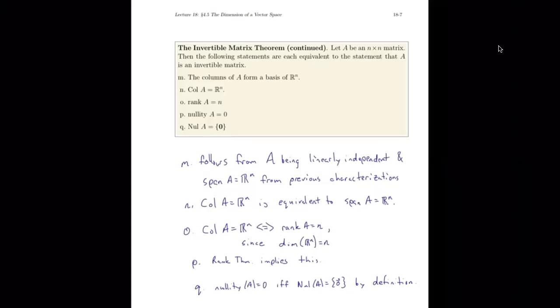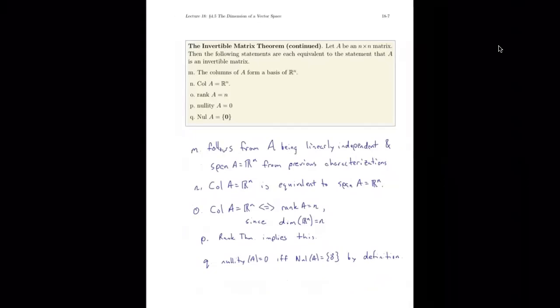Now these are pretty straightforward additions because they really just follow from the new definitions that have come up in this chapter, right? So A is an n by n invertible matrix. Then we have this new equivalence: the columns of A form a basis of Rn. Well, if you remember previously in the invertible matrix theorem, we know that the columns of A are linearly independent by one of our equivalent statements. We also know that the columns of A span Rn, also from a previous equivalence statement. So those two together imply that the columns of A form a basis of Rn.